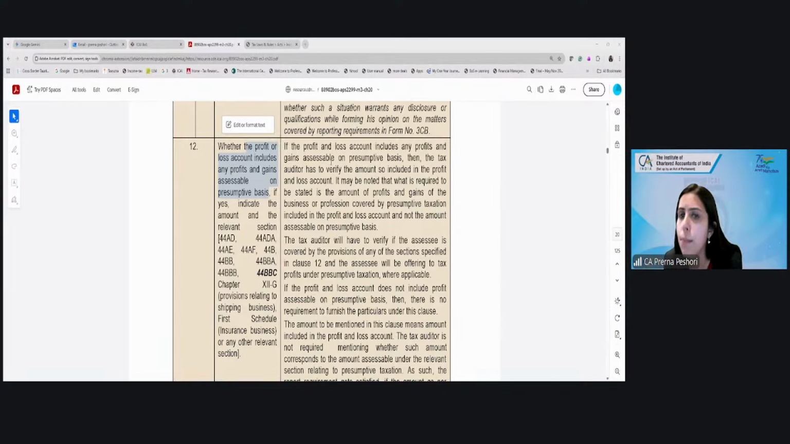You will actually include the actual profits. It may not be actual 6% or 8%. It may be 5%, it may be 10%. So what is the amount that is included in your profits, in your financial statements, and not what is the actual 6% or 8%? This clause is asking about that. Are we clear, Sanjay?